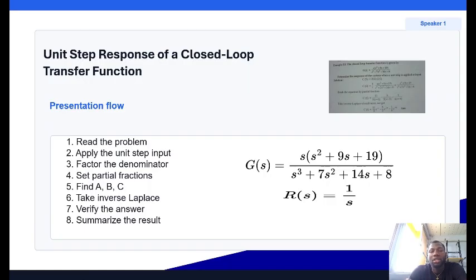In this presentation, I will solve a step response of the given closed loop function. I will go from the original problem statement to the final time domain expression, using the Laplace transform. For each step, the speaker will give a clear explanation. The core idea is simple: for a unit step, the Laplace domain is 1 over S. So we are going to use this unit step to find the response.